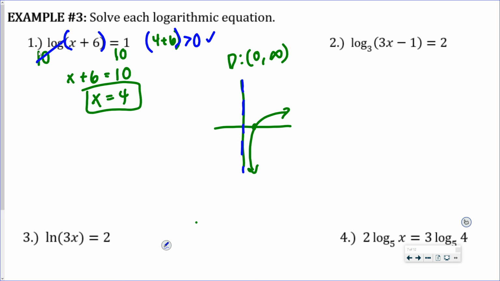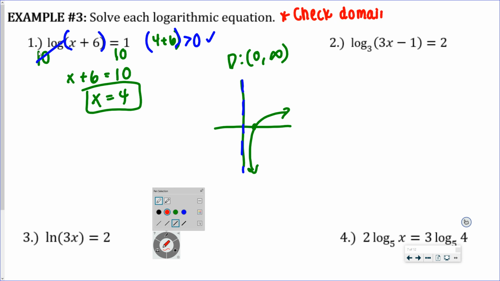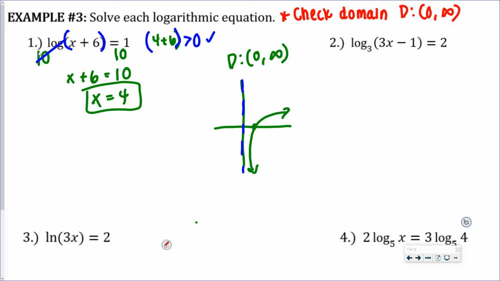Okay. So when you're solving log equations, make this little note: check domain. Don't be hasty with it. And we know this because we tried to type in the log of negative numbers, and I showed you it said error.